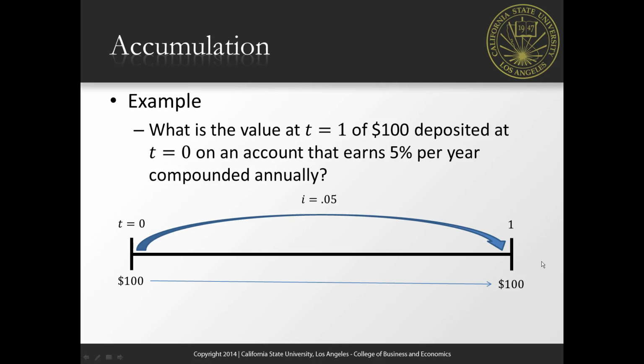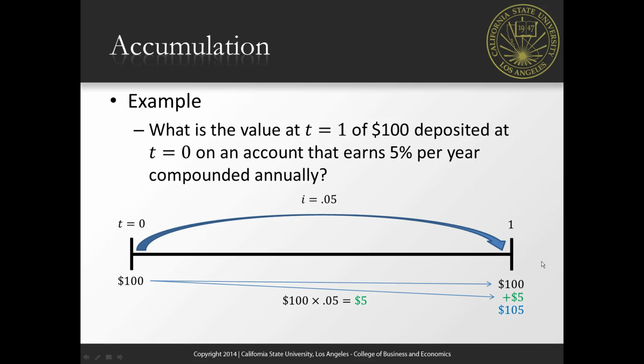But at the same time, it will also earn interest. And in this case, it's 5% per year. So we just multiply $100 times 5%, and we would earn $5 on the original $100 that we invested. When we add the two together, we see that at the end, it's really worth $105. That's how much our account will be worth in 1 year.